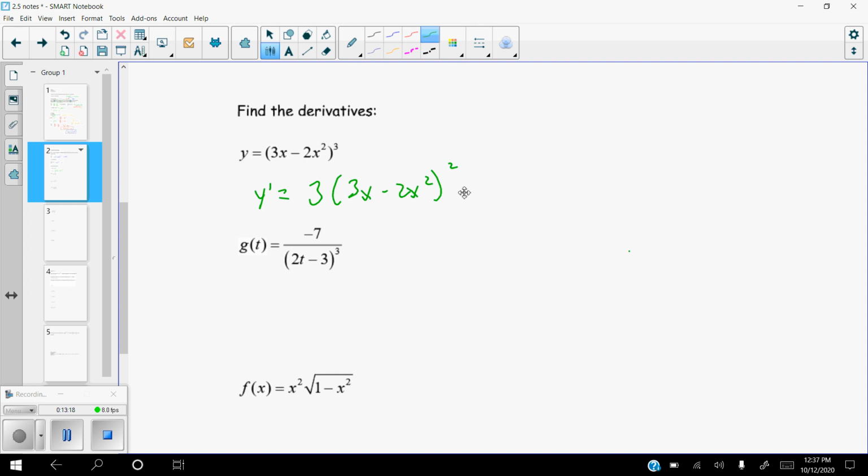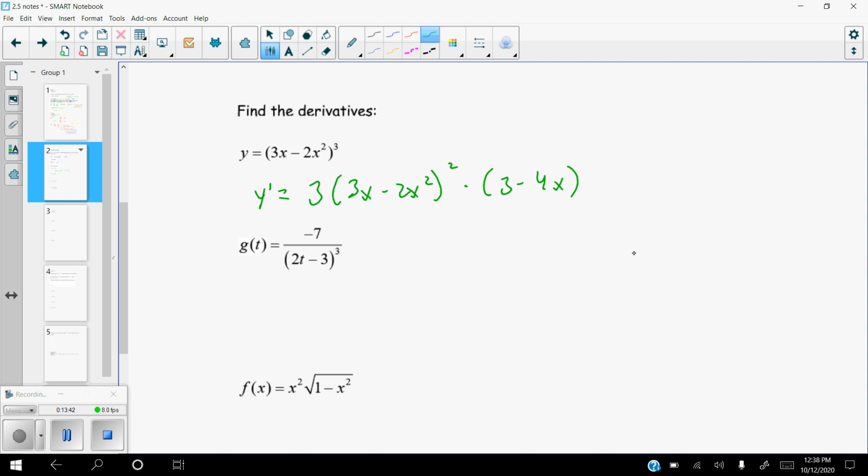But then I have to multiply that by the derivative of the inside piece, which is going to be 3 minus 4x. And notice that that derivative was a quantity, so I need to keep it in parentheses. Don't just write 3 minus 4x on the outside of the parentheses. It must be multiplied by the entire thing, so it needs to stay in parentheses there, since it was a quantity.